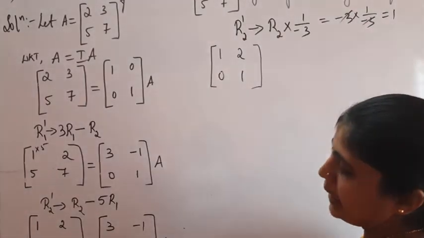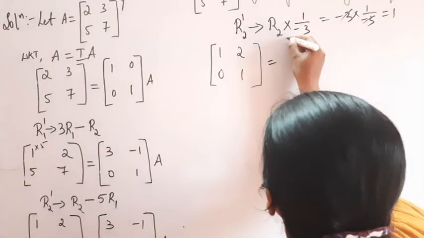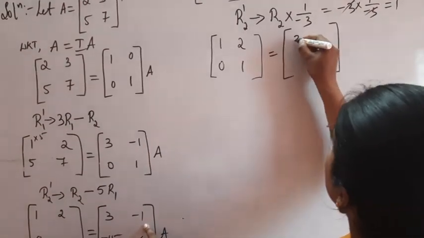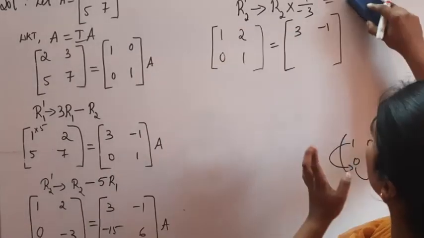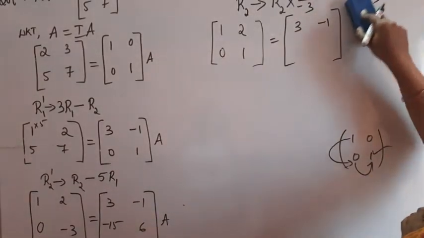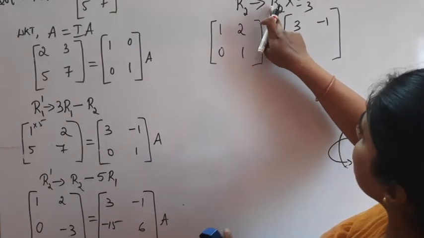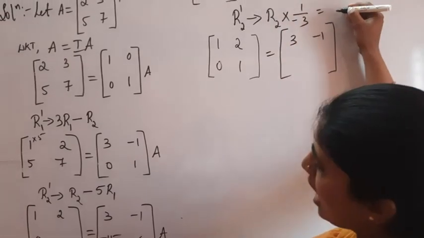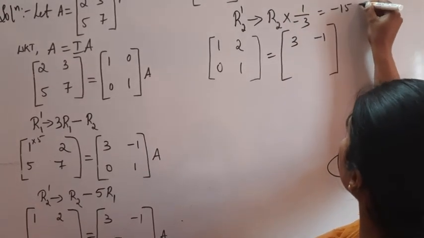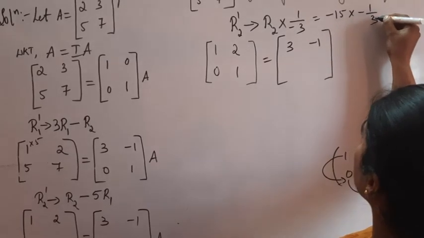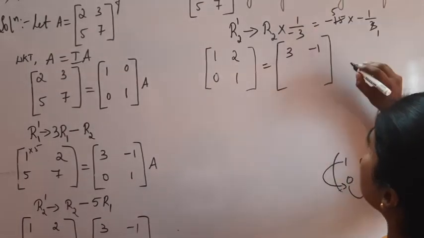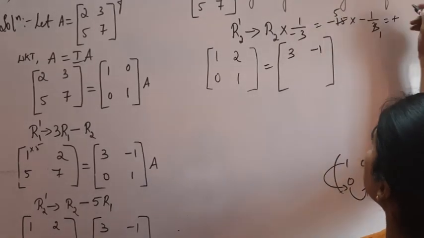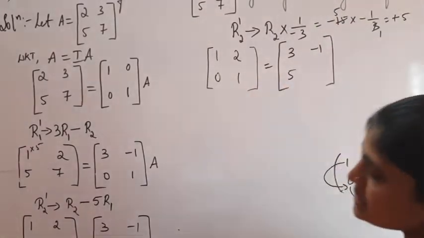Here we are getting 1, which is equal to, on the right side we have to apply the same elementary operation. First row as it is, we write 3, minus 1. Okay. Apply only for the second row now. See here, the formula is R2 into minus 1 by 3, right? So what is the first element here? We have R2 is minus 15 into minus 1 by 3. 3 ones are 3, 5 3s get cancelled. See here, minus into minus becomes plus. 5 ones are 5. So the first element is 5.